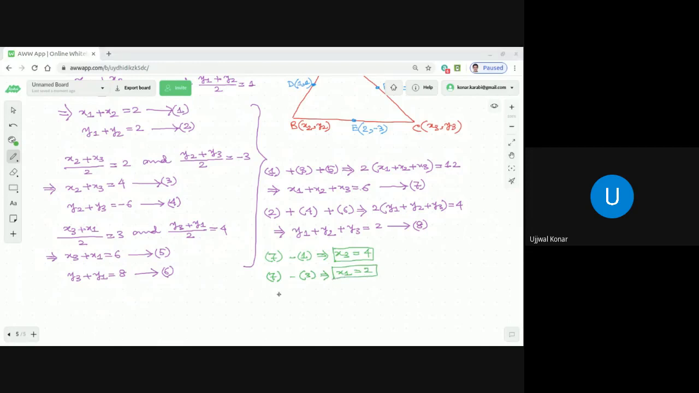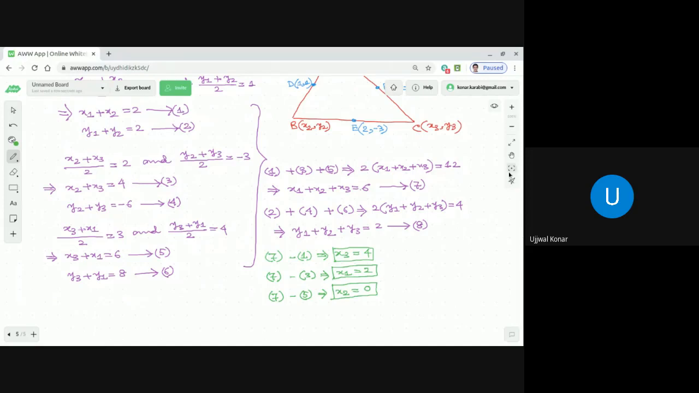And equation number 7 minus equation number 5 of both sides will give us the coordinate of x2, and that is equal to 6 minus 6, that is 0. So dear students, we found the x coordinate of the 3 points, the 3 vertices of the triangle ABC.